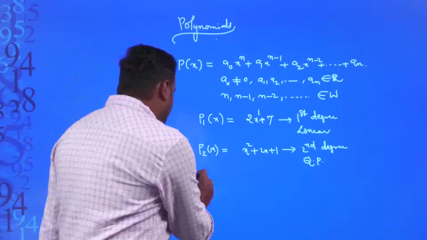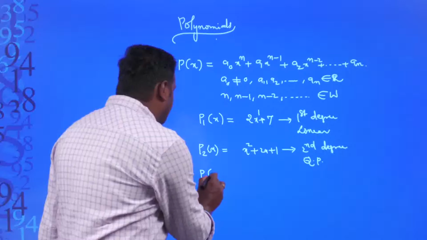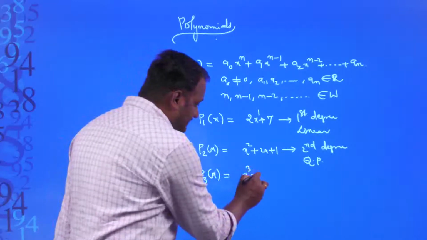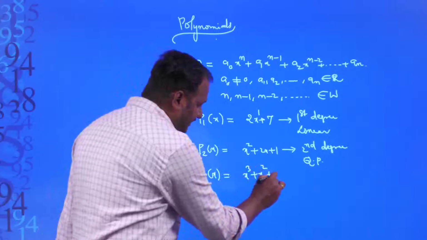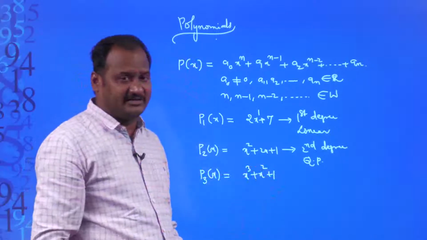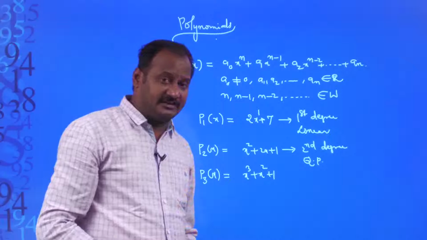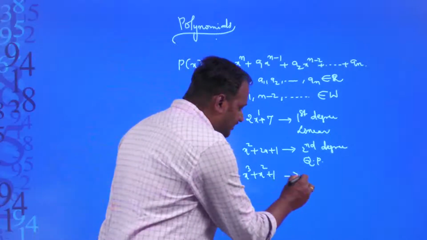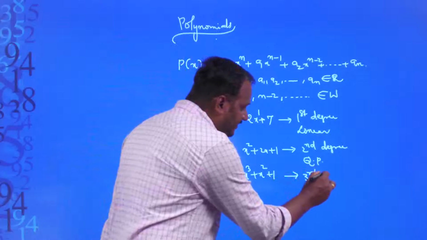And for example, taking one more polynomial which is in terms of x, that is x cube plus x square plus 1. What is the degree of this polynomial? The highest power is 3. Since the highest power is 3, this polynomial is a third degree polynomial.